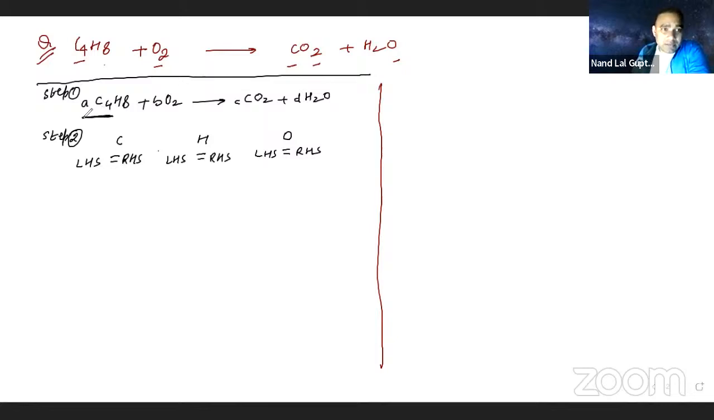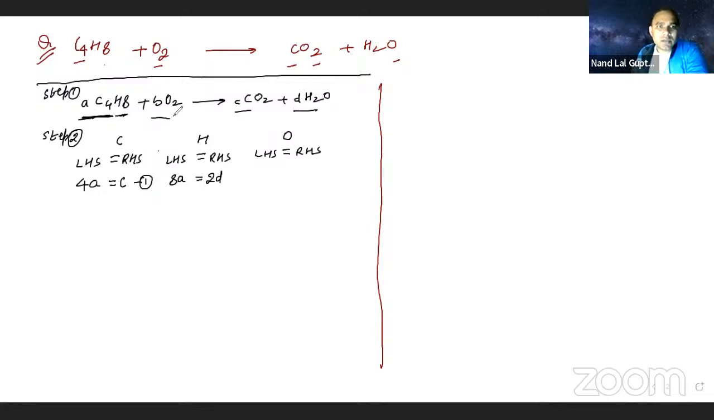On the LHS side, carbon atom, you see 4 carbons are there, multiplied by A. So it is 4A. Now, on the right side, carbon, only 1 carbon is there, multiplied by C. So that is equal to 1C. Hydrogen, you see students, 8 hydrogens are there, multiplied by A. So 8A equal to, on this side hydrogen, 2 multiplied by D, 2D.